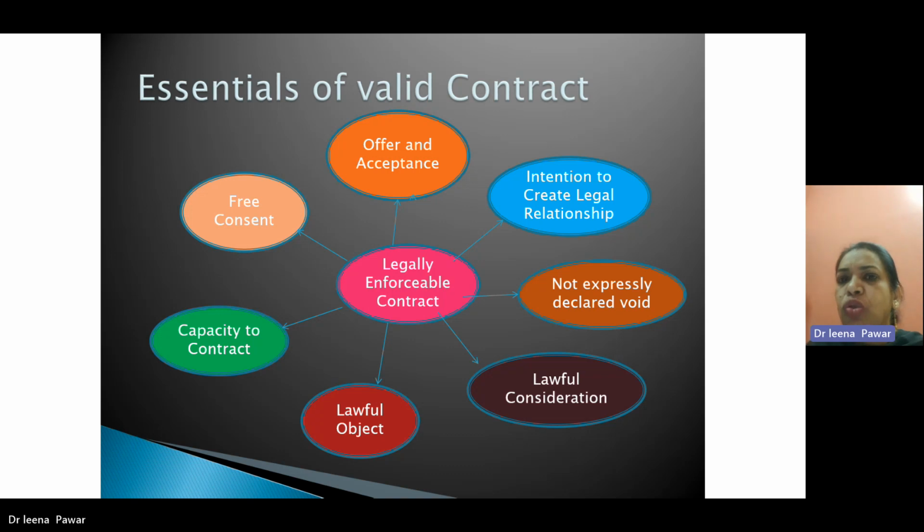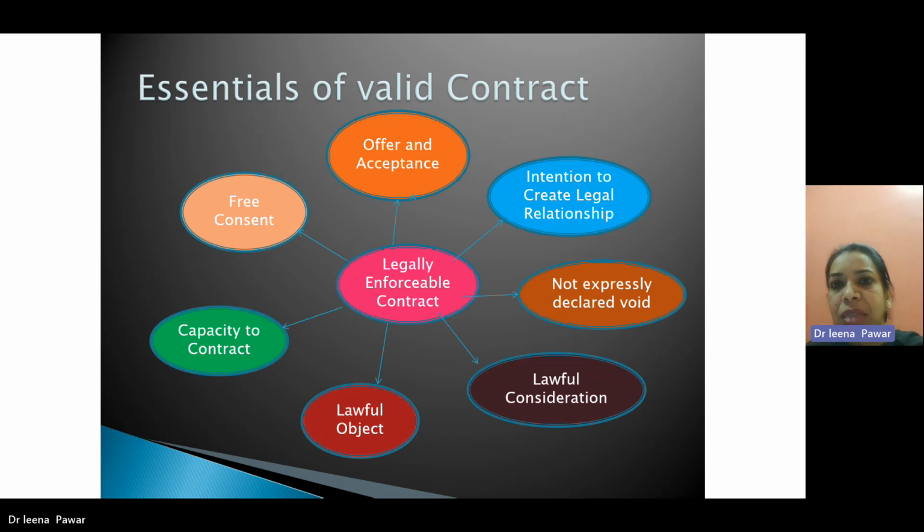And when that person to whom the offeror signifies his willingness accepts it, that means there is the acceptance, then there is the agreement. So we find that for a valid contract, what is the first condition there?